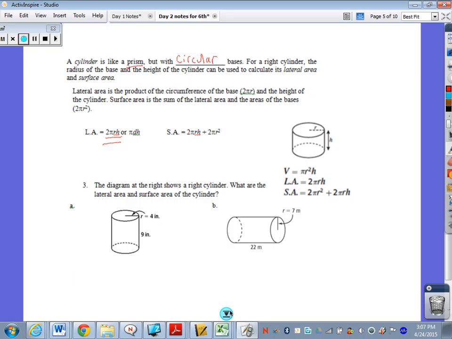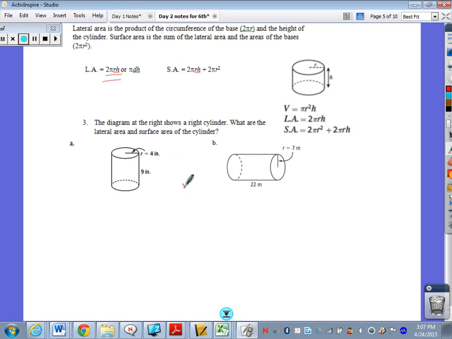So for our examples, it says use the diagram below or at the right that shows a right cylinder. What are the lateral area and surface area? So I'm going to write the formula 2 pi RH, and then I'm just going to plug in everything I know. So 4 and 9, multiply that out, and then we get 72 pi.